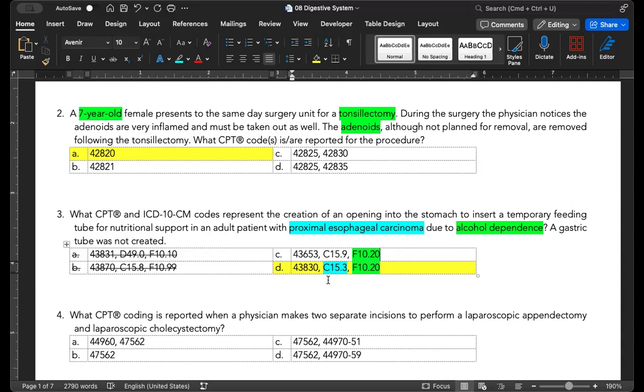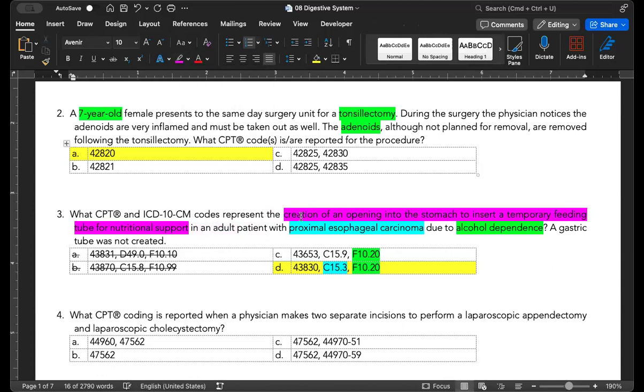43653 is a laparoscopy surgical gastrostomy without the construction of a gastric tube. So our procedure is this, right? The creation of an opening into the stomach to insert a temporary feeding tube for nutritional support. And it says a gastric tube was not created. So then let's go look at the 43830. And that is a gastrostomy, open, without construction of a gastric tube. Okay. So that would be our 43830.